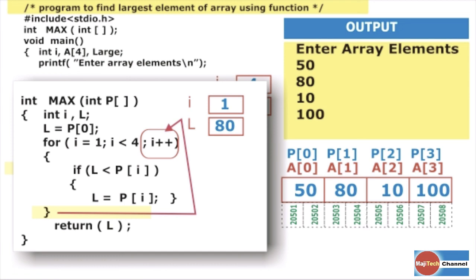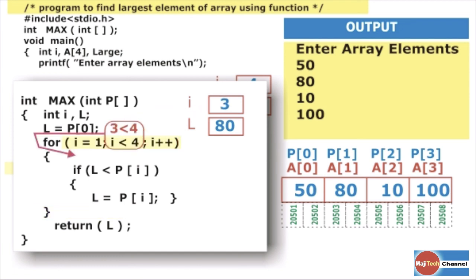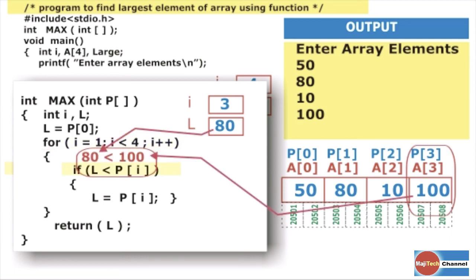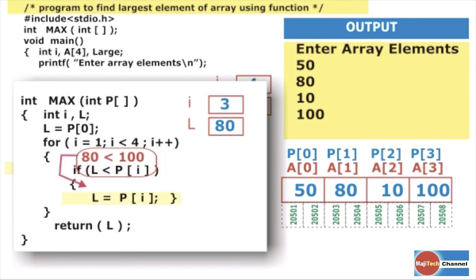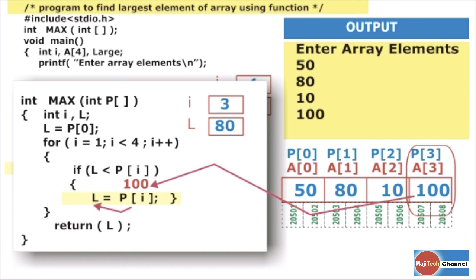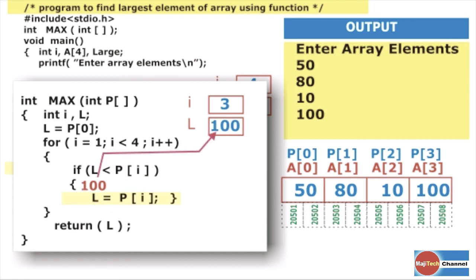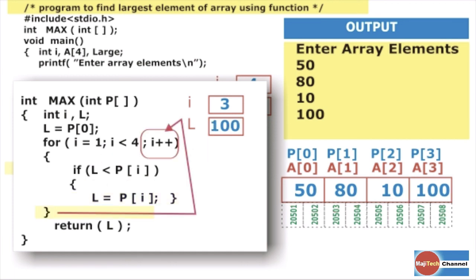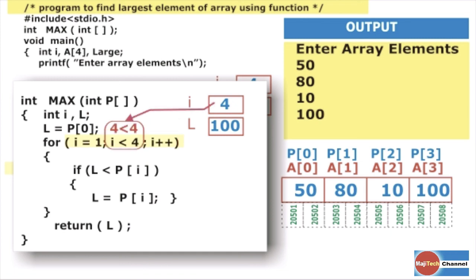Increasing the value of i by 1, it becomes 3. Condition 3 less than 4 is true. Now the condition 80 less than 100 is true. p[i], that is 100, will be copied to variable l. Increasing the value of i by 1, it becomes 4. Condition 4 is less than 4 is false. Loop will be terminated here.